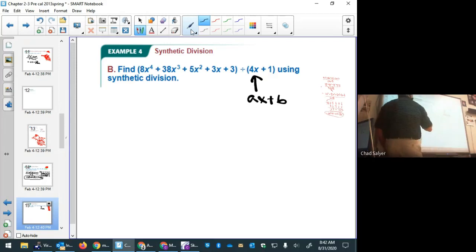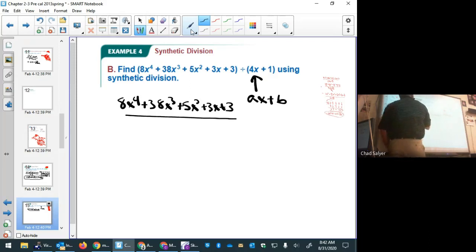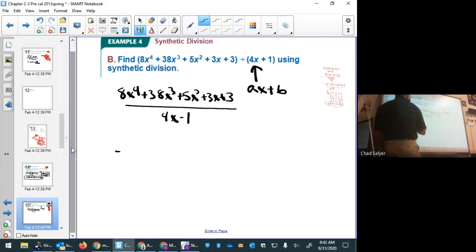So what you'll do is you'll rewrite the problem where the a is factored out. So this is our original problem. I need to factor the a value out of that denominator.